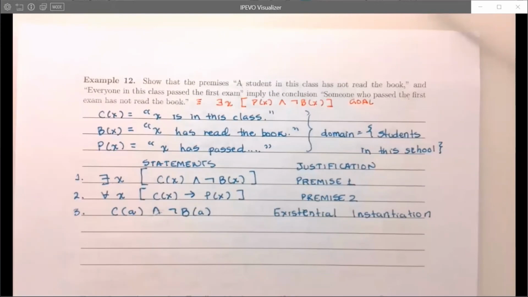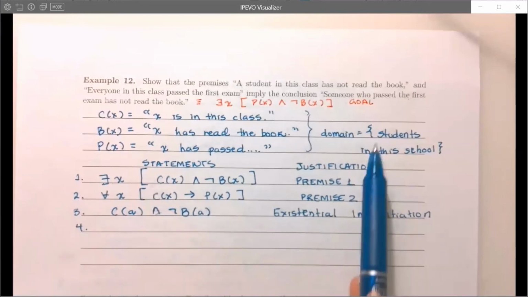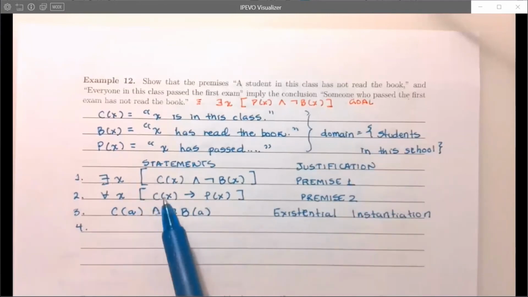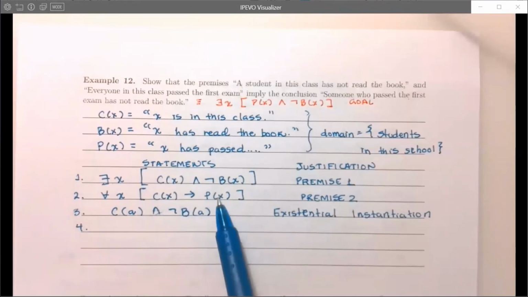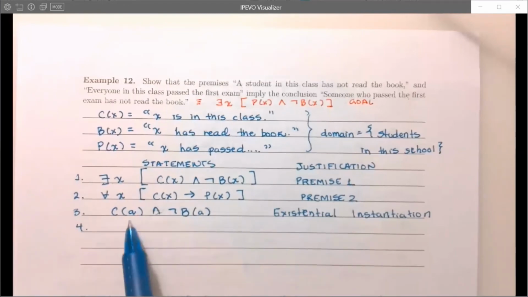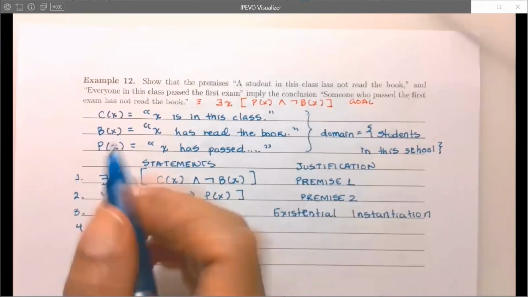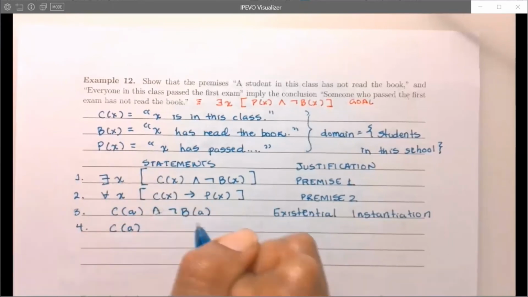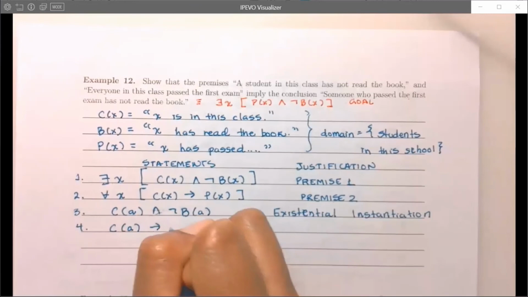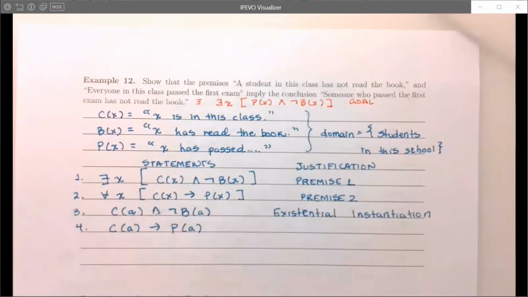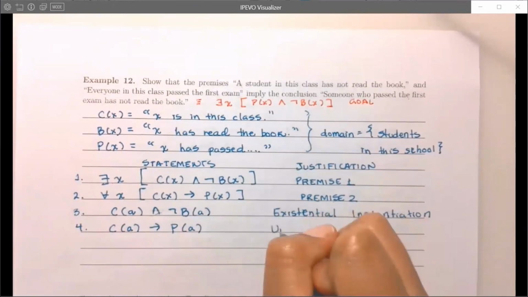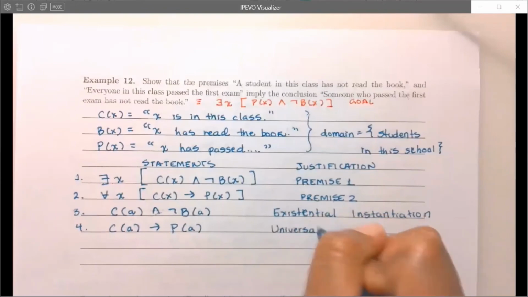Right, now what else can we do? Well, if we take a look at premise 2, this is something that is true for everyone in the domain. For all students in the school, if the student is in the class, then the student passed the first exam. So if it's true about everyone in the class, it's in particular true about the student A. So if student A is in the class, then student A passed the first exam. And so what we're doing here is universal instantiation.